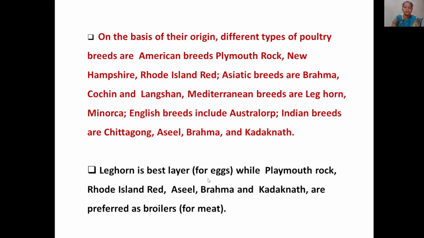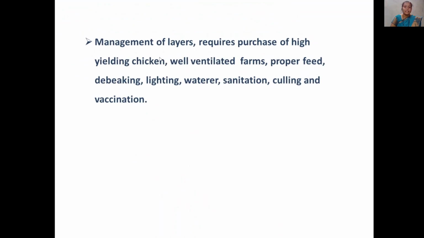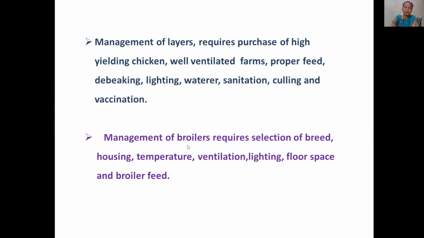Leghorn is the best layer for eggs, while Plymouth Rock, Rhode Island Red, Asil, Brahma and Kadaknath are preferred as broilers for meat. Management of layers requires purchase of high yielding chicken, well ventilated farms, proper feed, debicking, lighting, waterer, sanitation, cooling and vaccination. Management of broilers requires selection of breed, housing, temperature, ventilation, lighting, floor space and broiler feed.